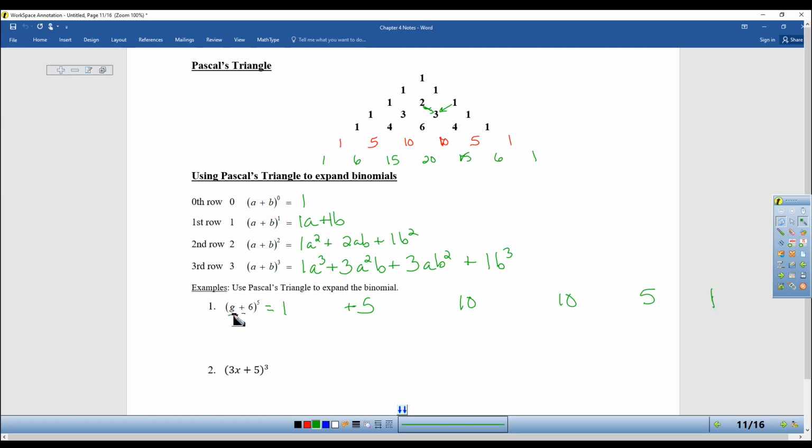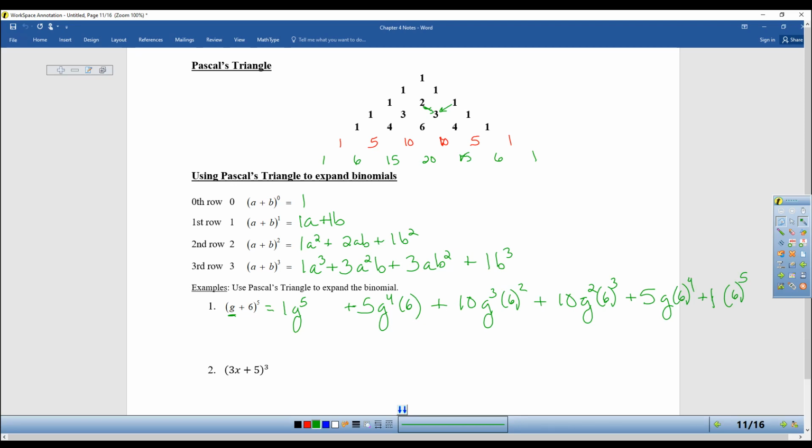And then, like I said, this one is going to count down. So g to the 5th, g to the 4th, g to the 3rd, g squared, g, and then no g's. Okay? And then the 6 is going to do the opposite. No 6's. 1 six. 2 sixes. 3 sixes. 4 sixes, and then 5 sixes. And I should have put a plus in between to just delineate them a little bit better.